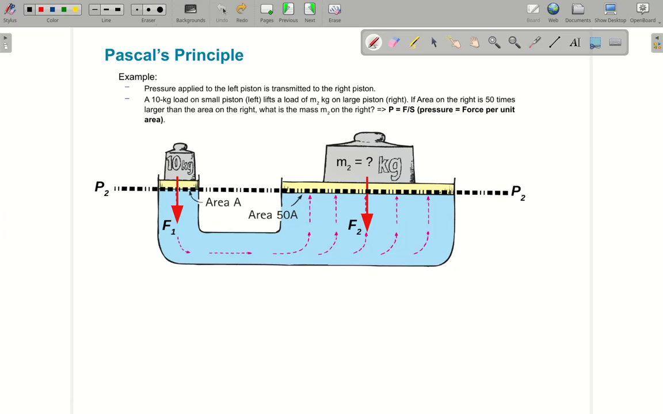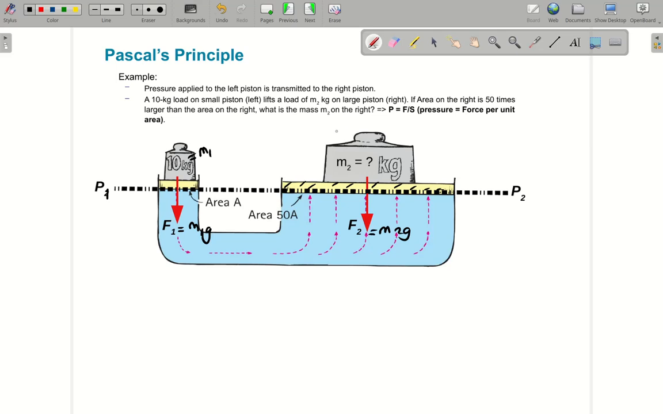Of course, the mass on the right is larger because area is larger. But pressure 1 is equal to pressure 2. Pascal's principle helps us solve this problem. F1 will be M1 times G. That's the force applied here. And this 10 kilogram is our M1. And I don't know M2, but F2 would be M2G, I know.